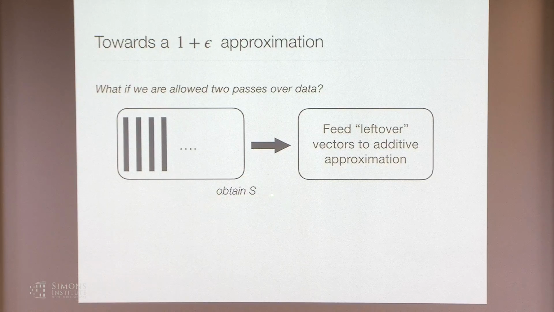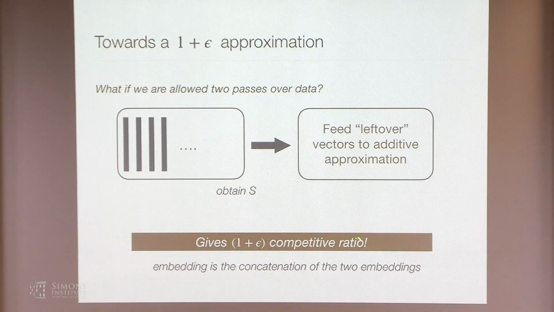And now you can use one of these additive approximations that were known before, and you can feed the leftover vectors to this additive approximation. By leftover I just mean the parts that were not covered by the span of S. You feed those vectors to the additive approximation, and then overall you get a multiplicative factor. So this gives a 1 plus epsilon comparative ratio, and just to be sure, the embedding will be the concatenation of the 2 embeddings.